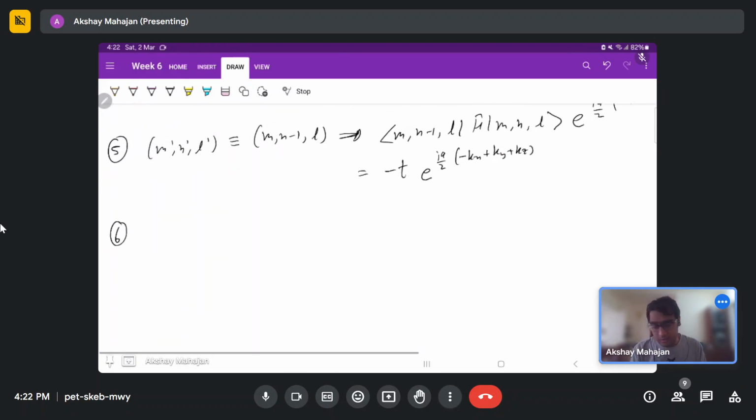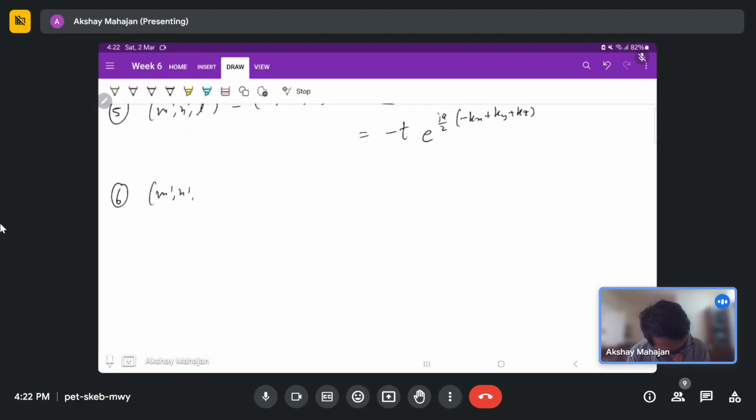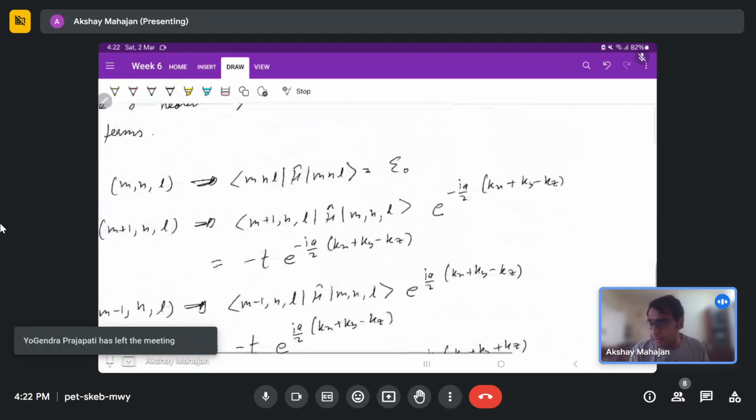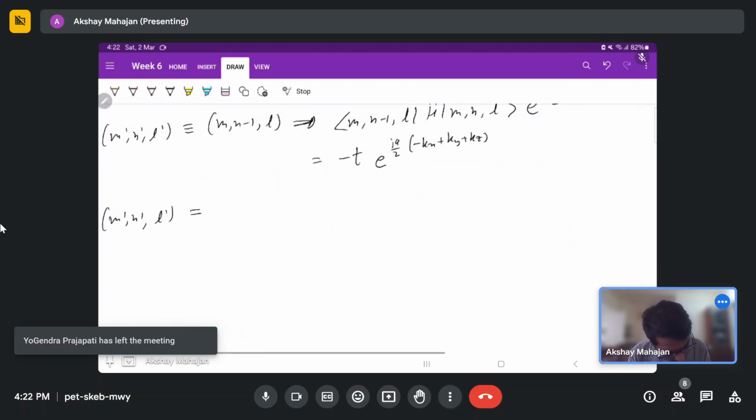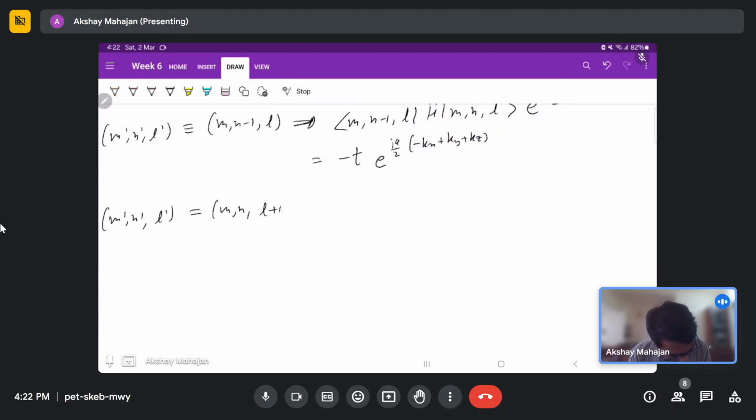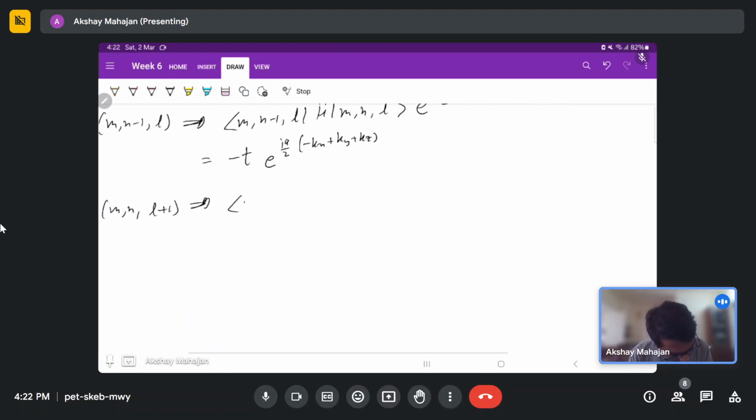Alright, and the sixth term will be m prime comma n prime comma l prime. It will be m comma n comma l plus 1. So this will be m comma n comma l plus 1, Hamiltonian m comma n comma l, e to the power. Now we will have minus iota a by 2. So okay, now let me maybe just write it later.